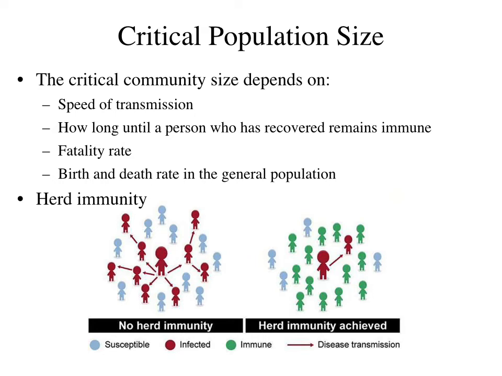The critical community size depends on the speed of transmission, how long until a person who has recovered remains immune, the fatality rate, and the birth and death rate in the general population. So these factors all play a role in how large or how small the critical population size will be.